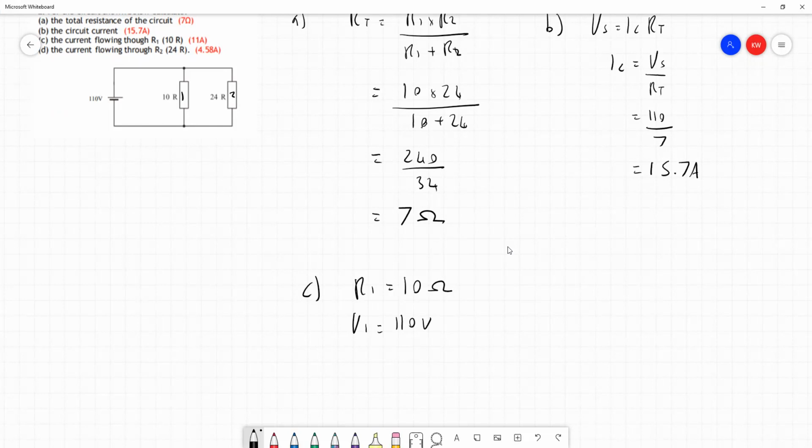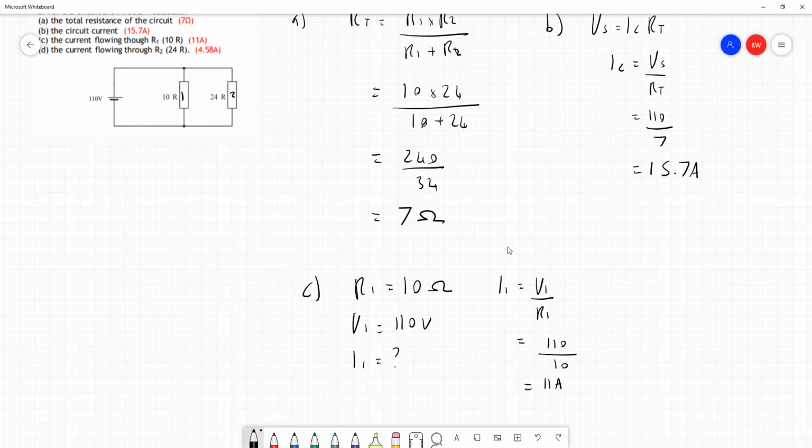But what's not true is the current at every point being the same. We don't know that. So this current is not 15.7 amps. That current gets split between resistors 1 and 2. So we have to work that out. And again, voltage and resistance, we're using Ohm's law once again. I1 is equal to V1 divided by R1. So we have 110 divided by 10, which gives us 11 amps as the current flowing through resistor 1.